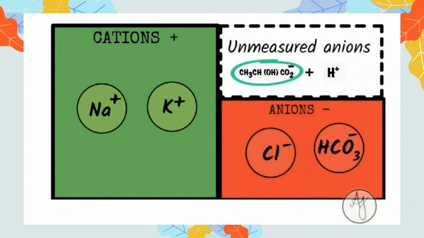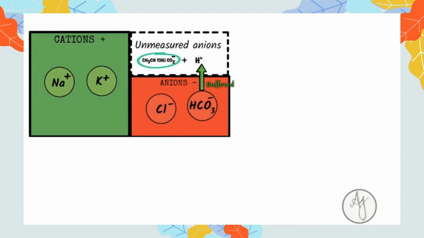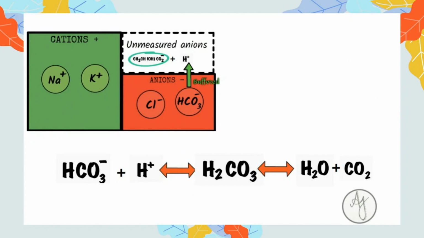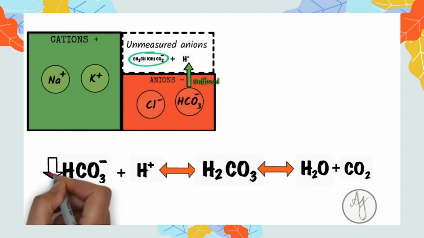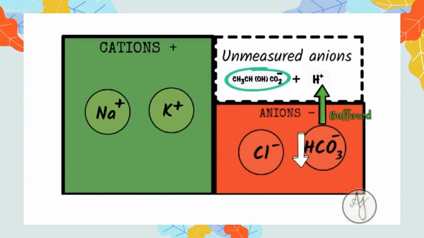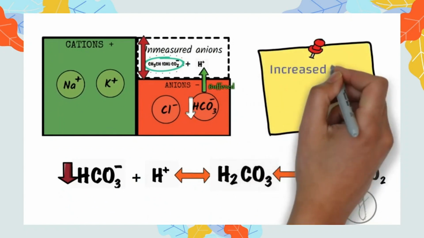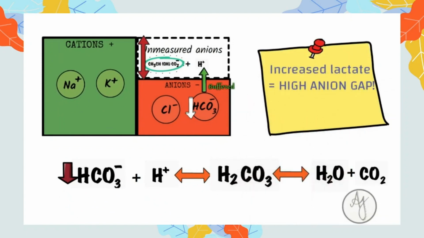In lactic acidosis, the H plus component is buffered by the bicarbonate. So this is what the equation looks like after buffering. I'm sure all of you are familiar with this equation. In the buffering process, the bicarb is decreased in the serum, but the serum remains electroneutral because although there is a decrease in bicarb, there is more lactate accounting for the anion component. And this lactate component is not measured in the anion gap calculation, so this appears as a high anion gap.